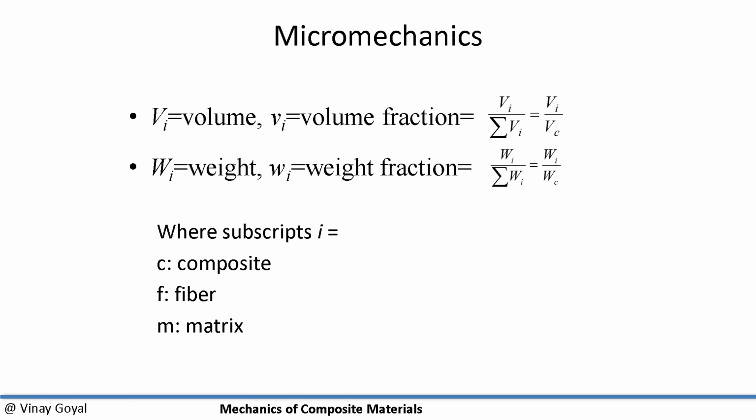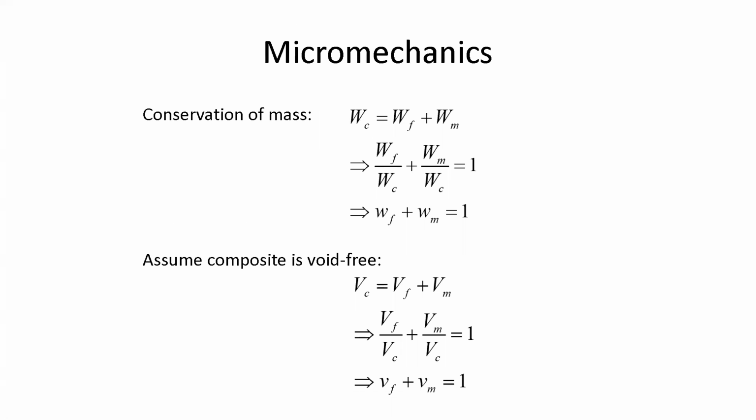Then I have the idea of weight. Weight is fairly straightforward as well. I can take the weight as capital W with a subscript. The weight fraction can be calculated as the weight of individual constituents divided by the summation of the whole thing, or the whole composite. That will give me the percentage of weight fraction for each of the constituents.